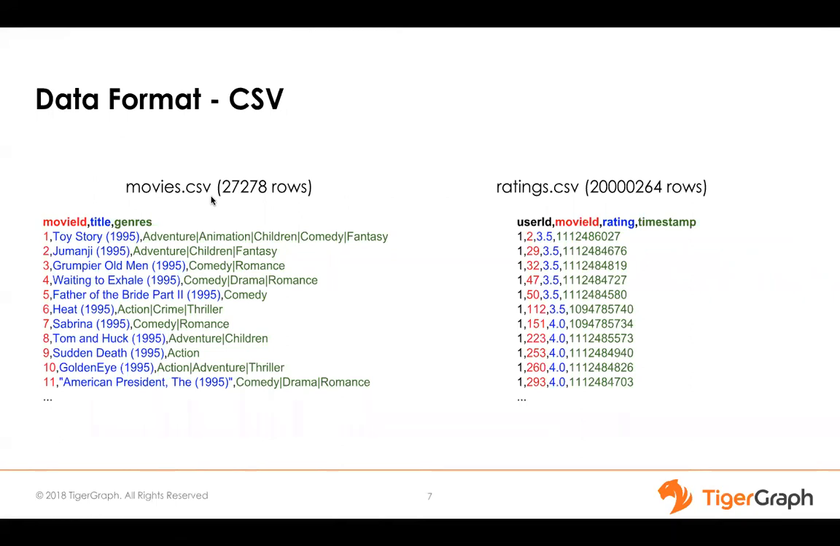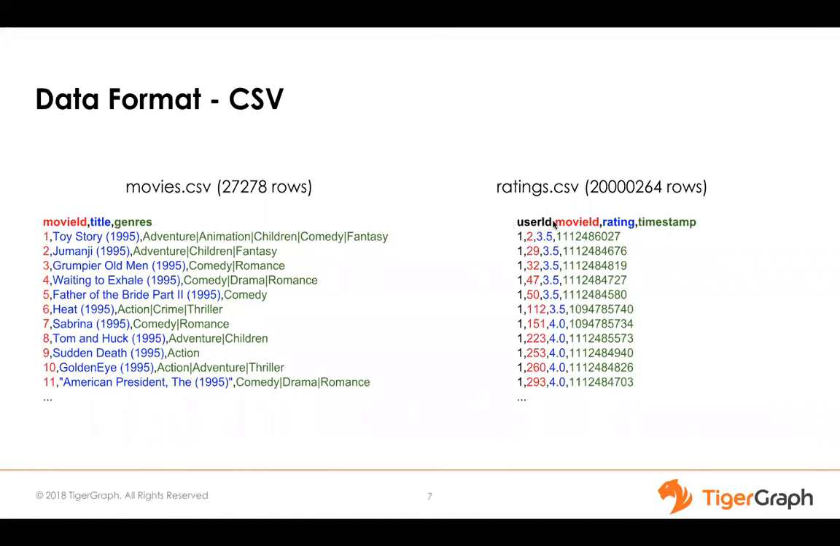Each row in this file represents one movie. The movie has an ID, a title, and a bar character concatenated genres. The data delimiter is comma, and it uses double quote character to enclose the title column in case the title contains commas, like the movie with ID 11, American President, 1995. You can see there is a comma within the title.